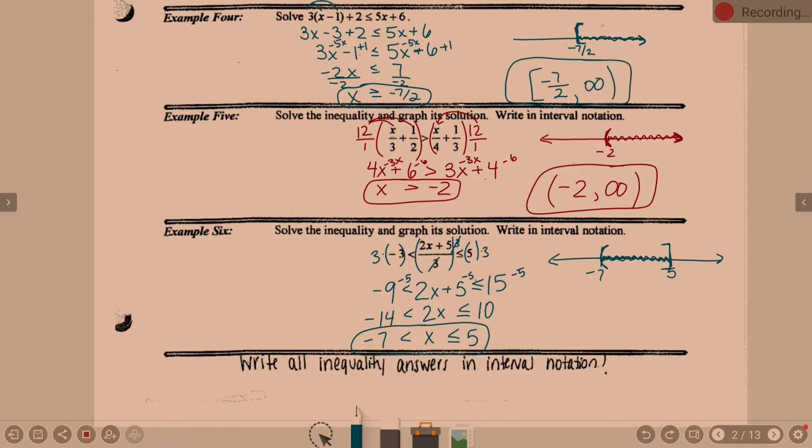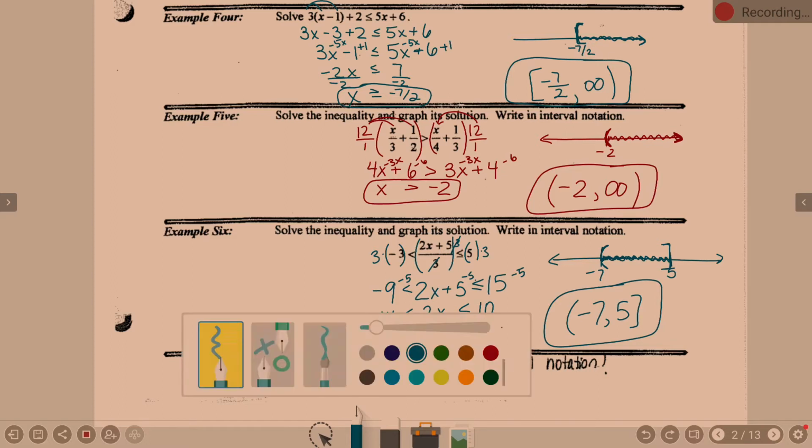How do we write the interval notation here? Where does my shaded interval begin? Negative 7 with parentheses. Where does my shaded interval end? 5. Bracket. It kind of looks like an ordered pair in a way, doesn't it? But it's not really an ordered pair. Okay, it's interval notation. So you have to look at the context of the situation.